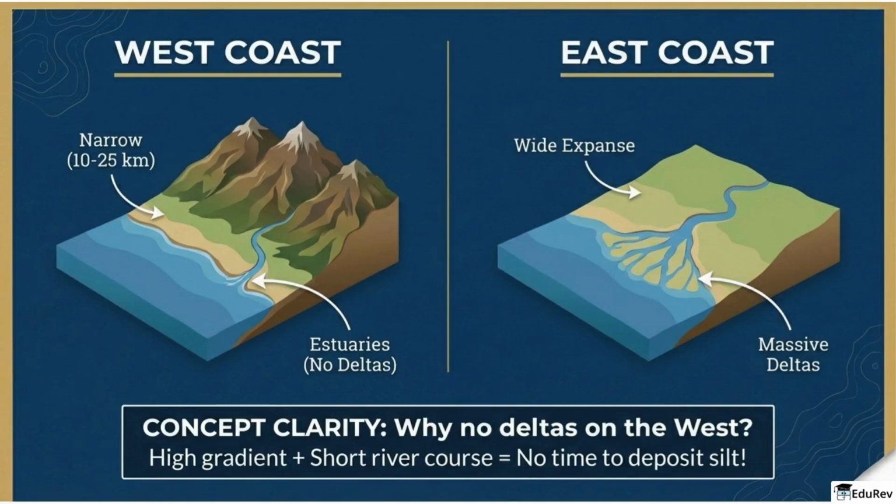East Coast rivers are long and gentle in slope. They carry heavy sediment from the Himalayas and peninsular rivers. When velocity decreases near the sea, they deposit silt and form deltas. A delta is a triangular or fan-shaped landform created by sediment deposition at a river mouth. Understand slope to speed to sediment to landform. That chain explains most coastal MCQs.